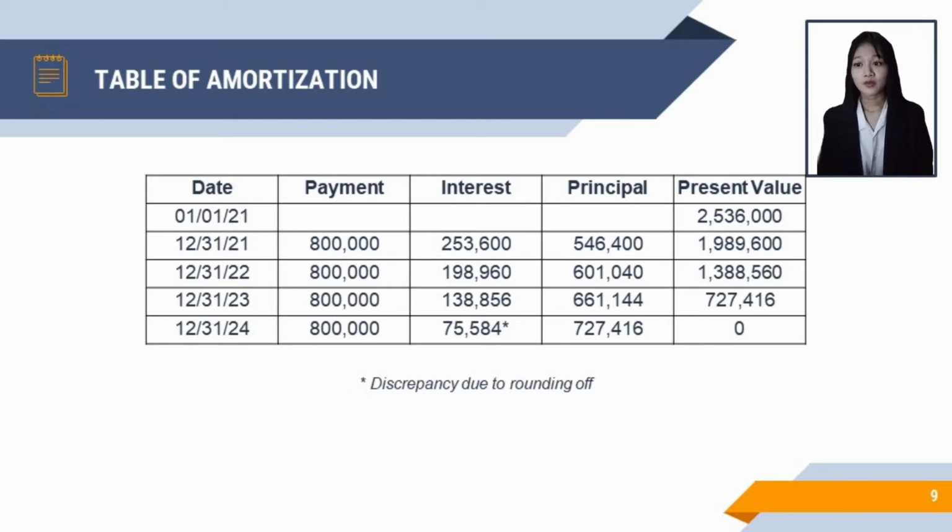Then the 800,000 payment on that year, you subtract the 253,600 to arrive at the principal amount of 546,400 pesos. The same procedure will be followed in the next consecutive years. Again, the computation is present value multiplied by the interest rate equals the interest expense, then payment less the computed interest expense is equal to the principal amount.